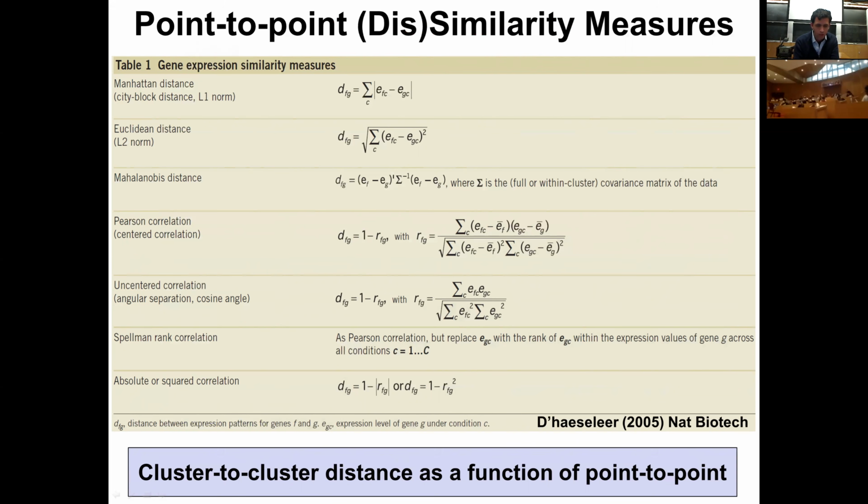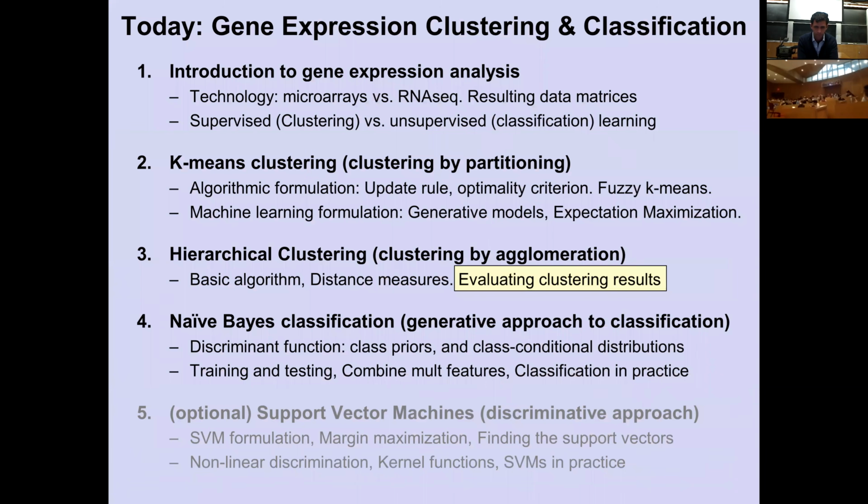I could use rank correlation, which can be more robust to outliers, instead of being very influenced by points in outer space. I just simply say this is just the furthest point. Or uncentered correlation, where I'm basically calculating some kind of angular separation, or various other metrics. Okay, so then the cluster-to-cluster distance is again a function of this point-to-point distance, again giving you very many choices.